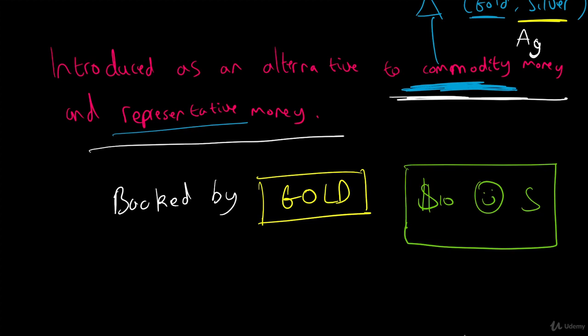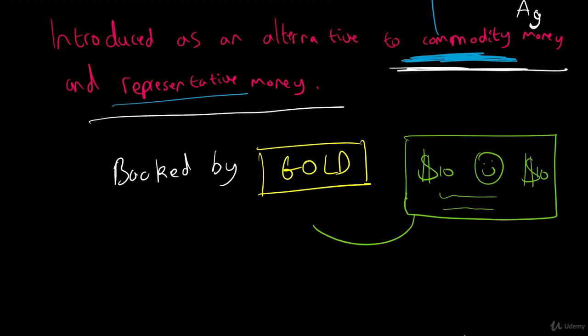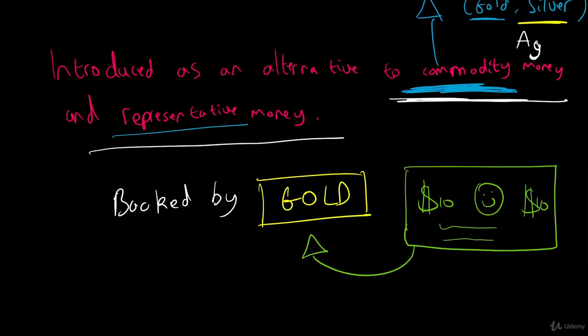That's literally the sort of face it had on there. It had some writing as well, but this was actually backed by some sort of material which you could go to the bank, exchange your money for an equivalent amount of commodity, whether it was gold, silver, or whatever standard was being used at the time. So fiat currency was introduced as an alternative to commodity money and representative money.